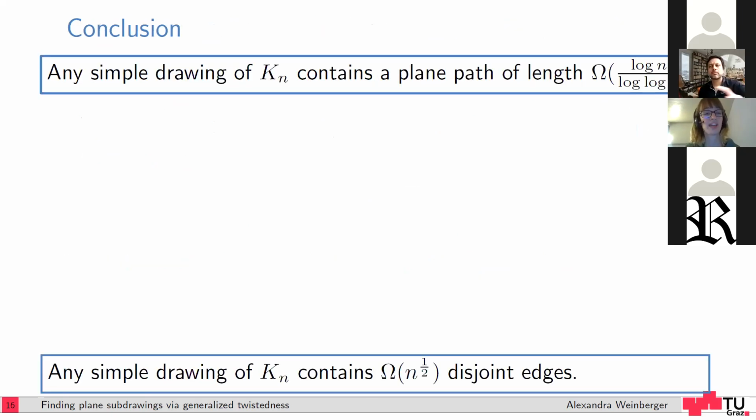To sum up, we have shown two main theorems. The first one was that any simple drawing of the complete graph contains a plane path of length at least omega of log n over log log n.